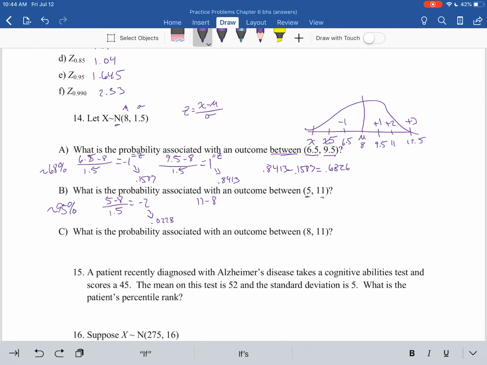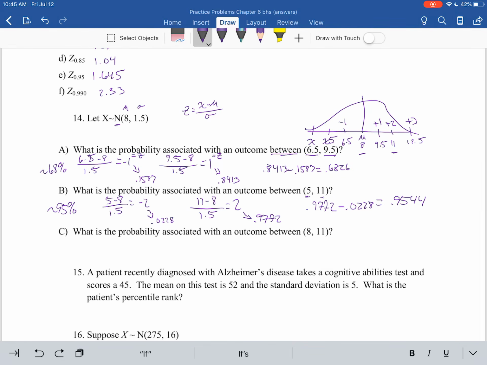Our next value, 11 minus 8 divided by 1.5 equals 2. In the table in the back, 0.9772. Subtract these from each other because we're finding the difference, 0.9772 minus 0.0228, and we get a value of 0.9544, approximately 95%. Next one we're doing between 8 and 11.